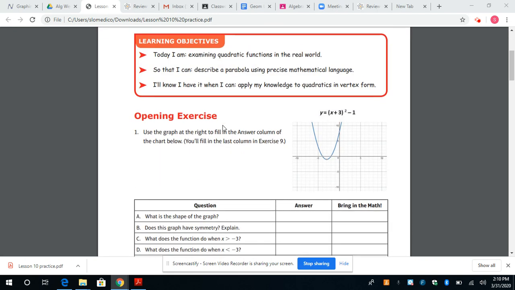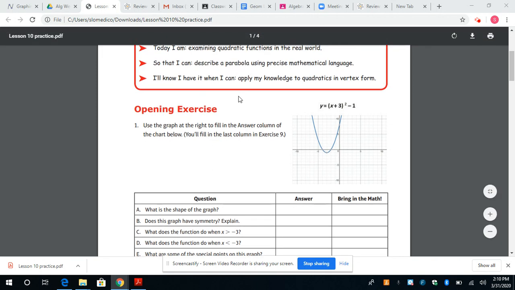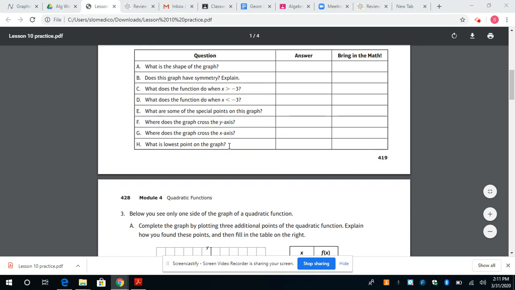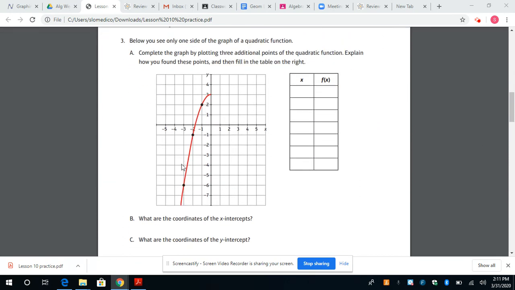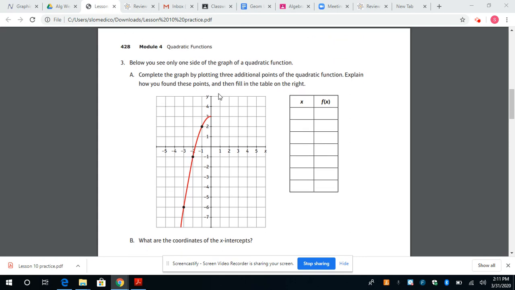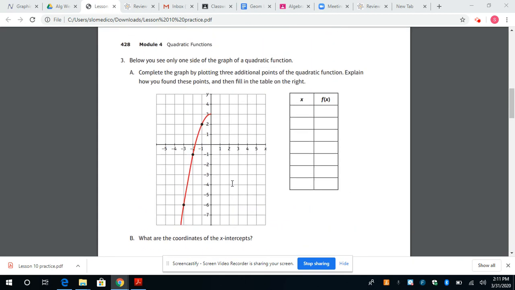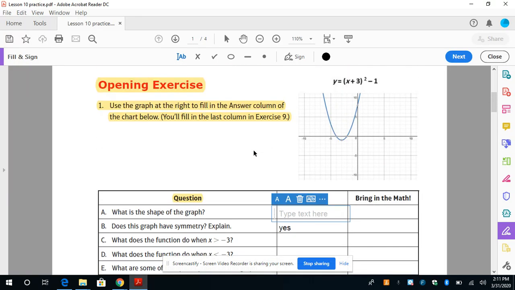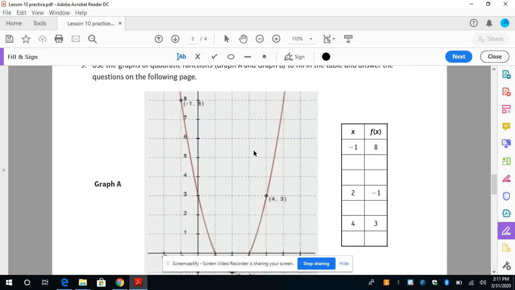All right, so lesson 10 is kind of just review on examining quadratic functions and reviewing all the parts of it, the vertex, the axis of symmetry, the x-intercepts, the y-intercepts, and so on. So I'm just gonna go through some of this stuff with you guys, and then you guys are going to complete page 4.